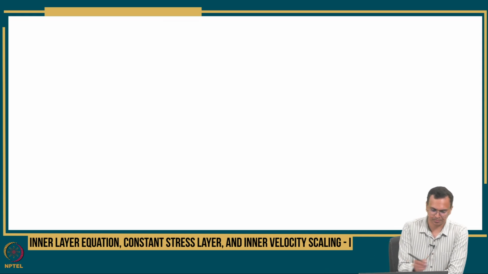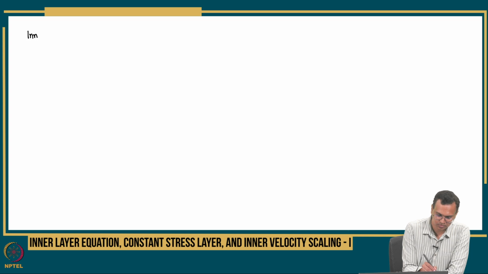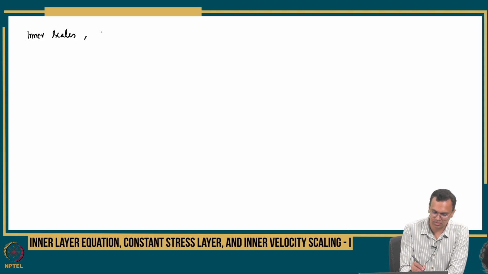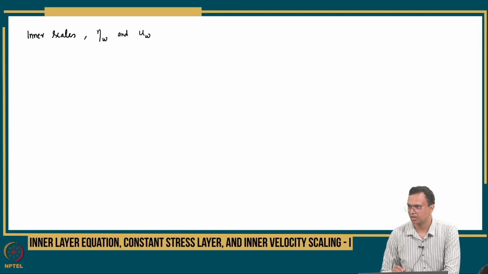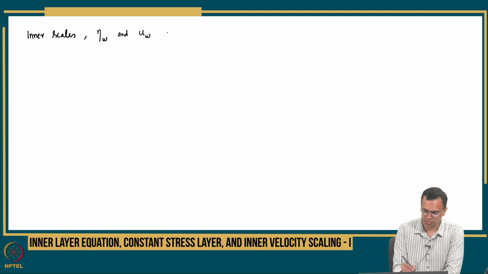And then we introduce two new inner scales, that is eta w and uw. We still don't know the nature of them, but we just said that this eta w should be so tiny, right? It should be smaller than delta by an order of magnitude, which is at least an order of magnitude smaller than L, okay?